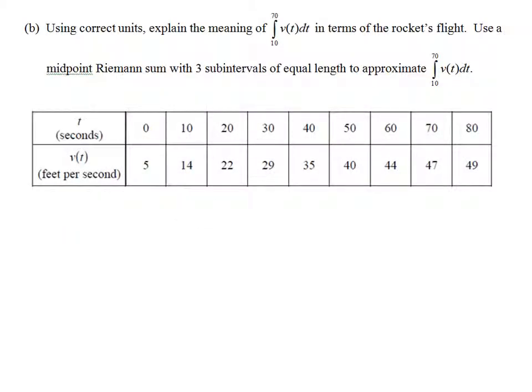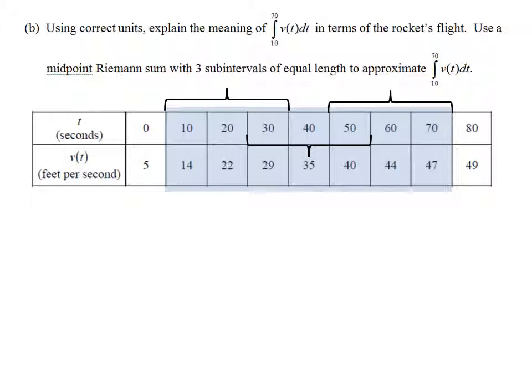In order to approximate this integral with a Riemann sum, we need first to find the requested subintervals. Since the entire interval of the integral covers times from 10 to 70 seconds, which is a span of 60 seconds, our 3 subintervals will each be of size 60 divided by 3, or 20 seconds. Those subintervals are here on the table.